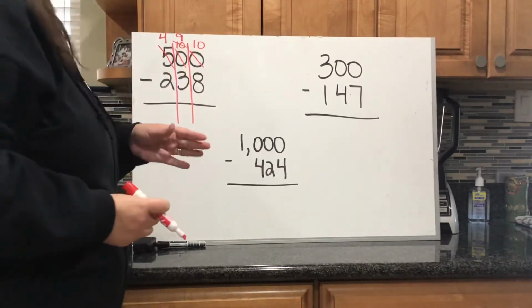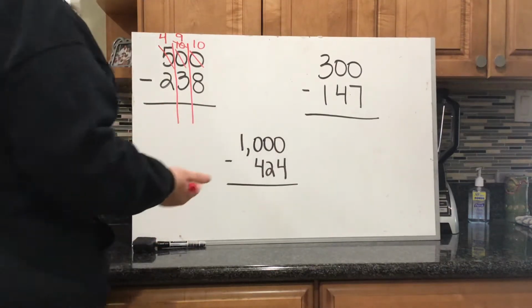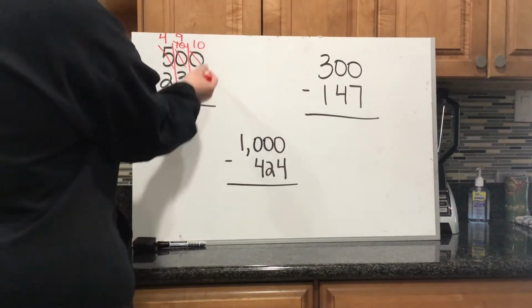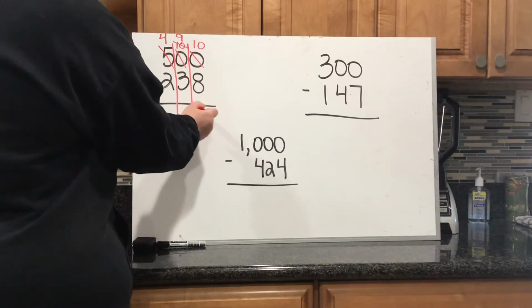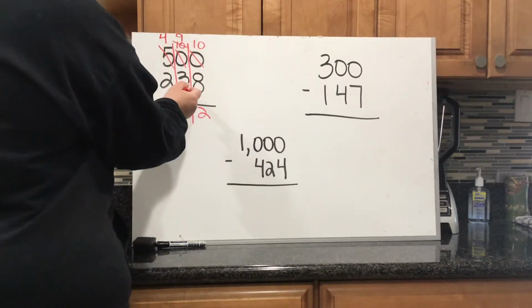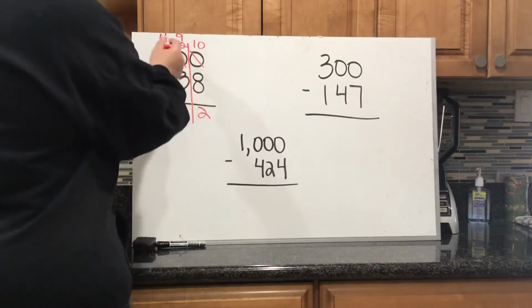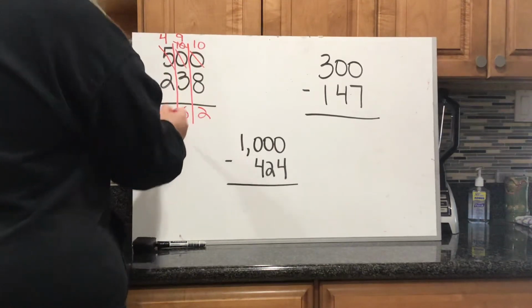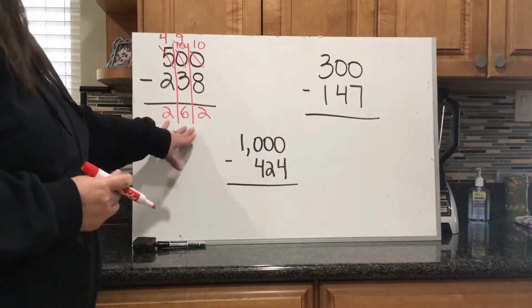I know we've done this before, but I just wanted to review with you. Now we can do our math. 10 minus 8 is equal to 2. 9 take away 3 is 6. 4 take away 2 is 2. So our difference is 262.